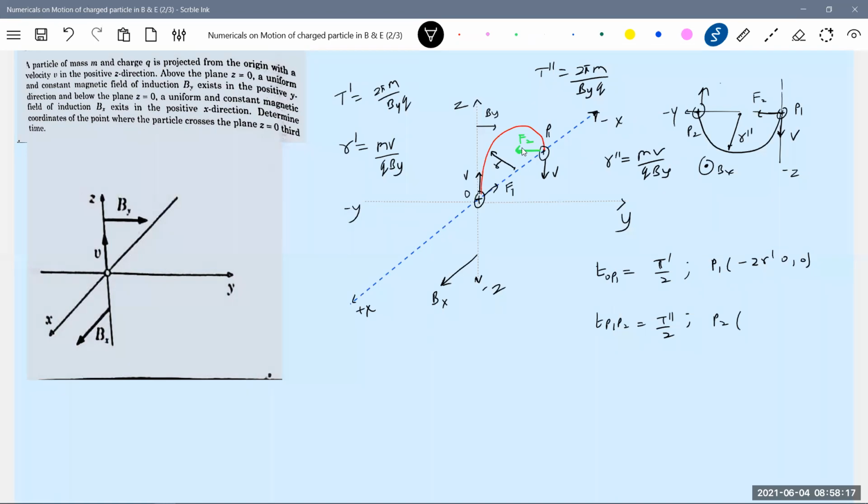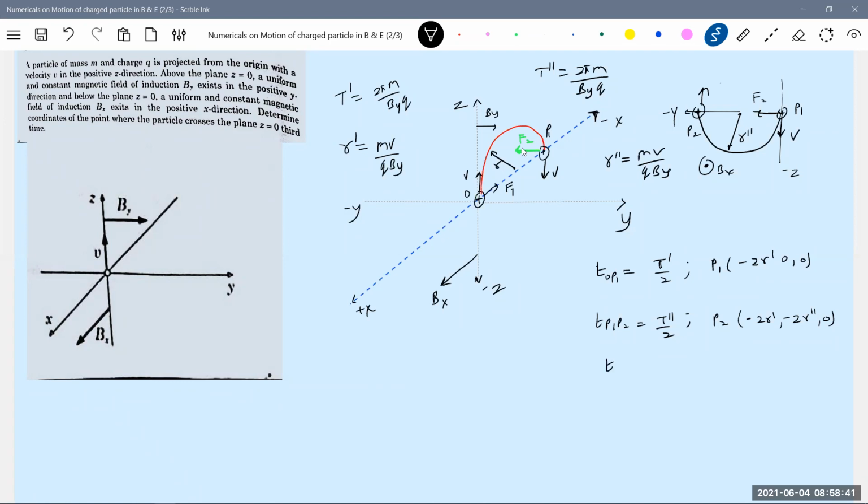Now I think we'll be in a better position. We can answer things very easily. Coordinates of point 2: x coordinate will be as it is, 2r dash. Y coordinate will be 2r double dash, z coordinate will be 0. Please follow this.